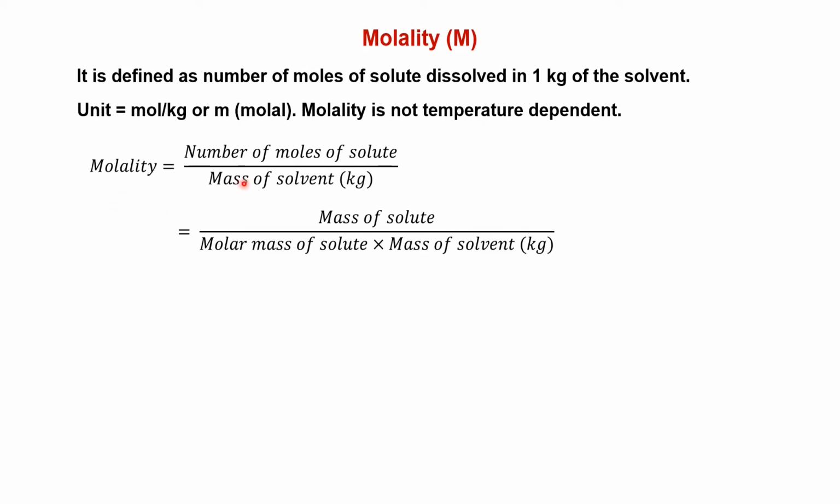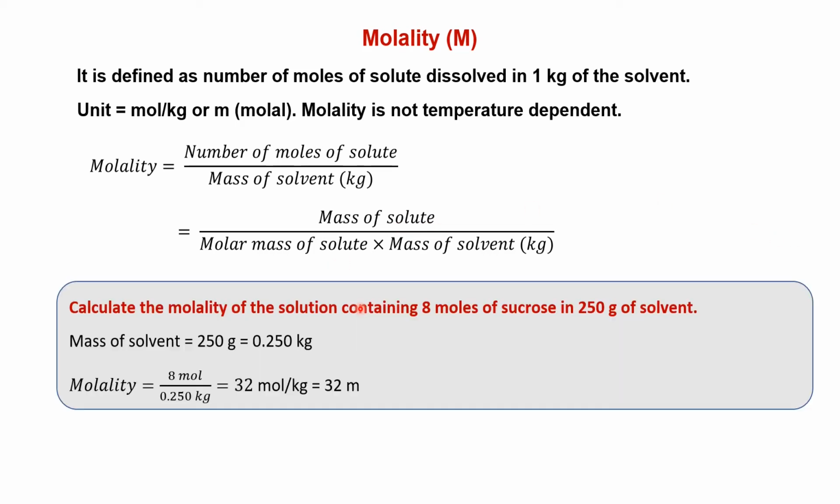So molality is equal to the number of moles of solute divided by the mass of solvent in kg, and again the number of moles of solute can be calculated by mass of solute upon molar mass of solute. Let's see an example. Calculate the molality of the solution containing 8 moles of sucrose in 250 gram of solvent. So we have the number of moles of solute and we have the mass of solvent, but this mass is in grams. So we will convert this grams into kg and calculate the molality. So the answer would be 32 molal.